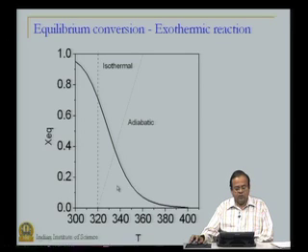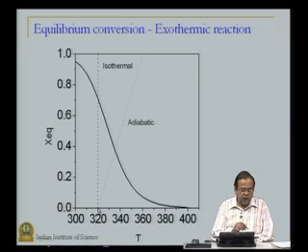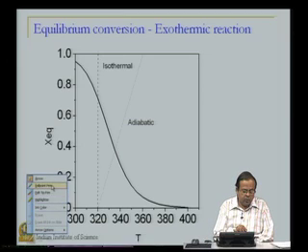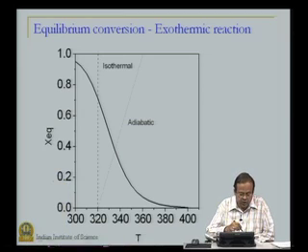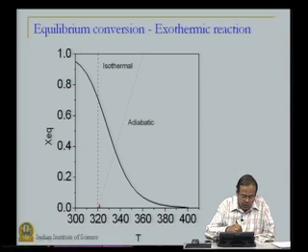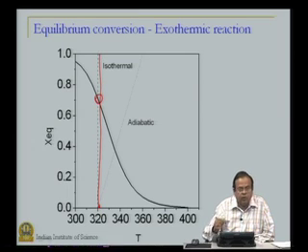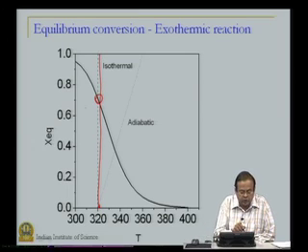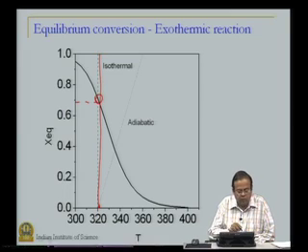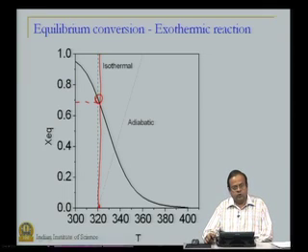This raises several interesting questions. For example, let us say that we carry out a reaction in an isothermal manner. Now, if we carry out the reaction in an isothermal manner, at this particular temperature, then we can get this value of our equilibrium extent of reaction; the numbers do not matter, but qualitatively this is my extent of reaction if I do an isothermal process.